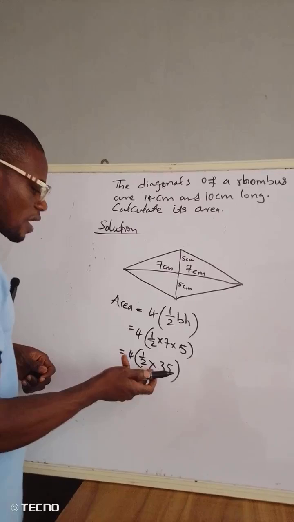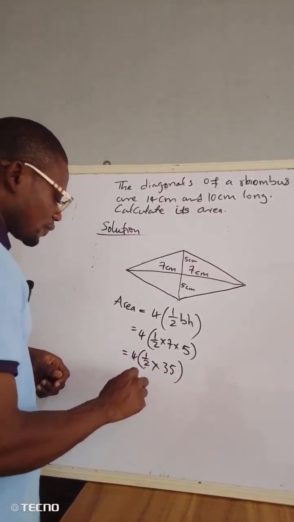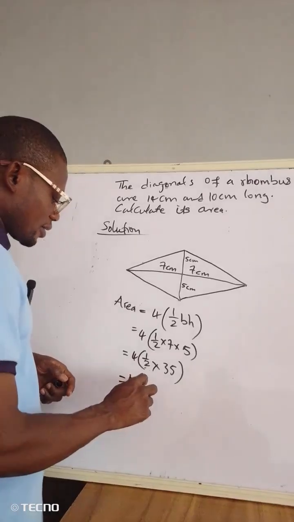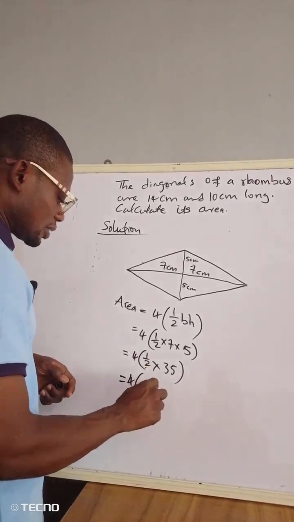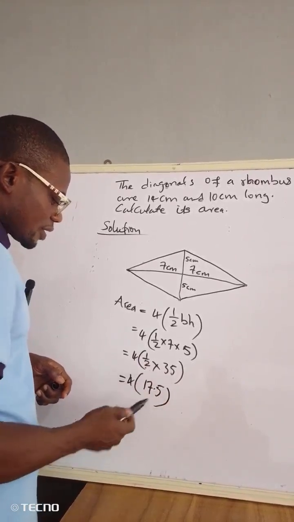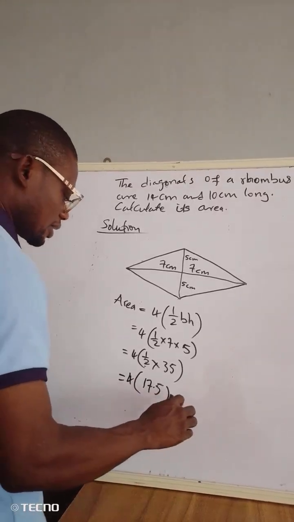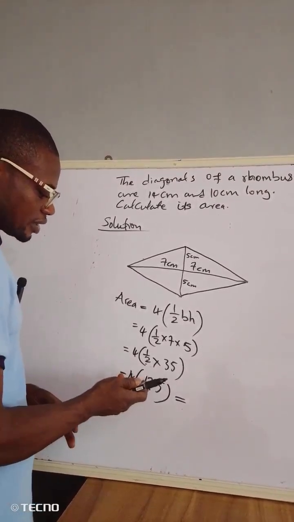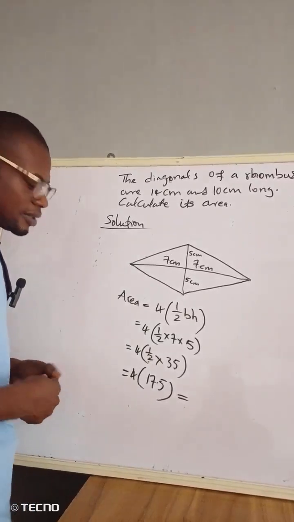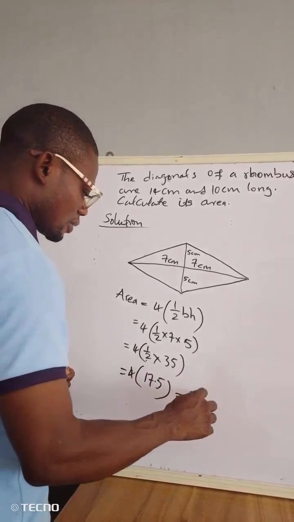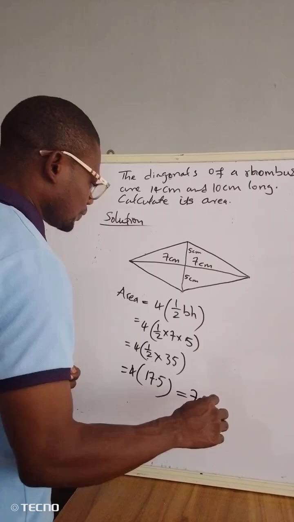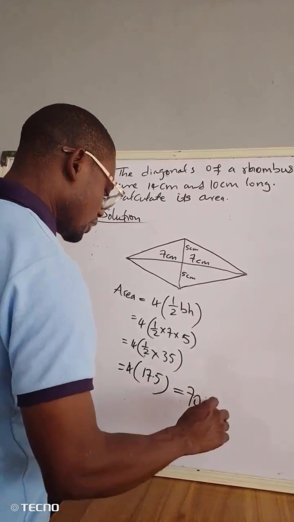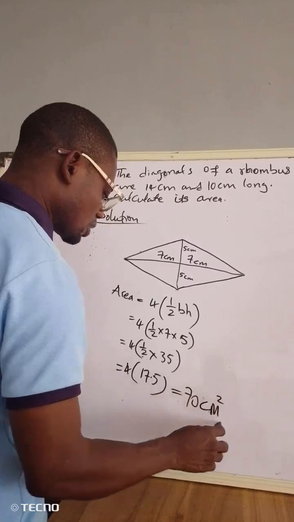Half of 35 will give you 17.5. Then 17.5 is the area of one triangle, and it is 17.5 in 4 places. 4 places will give you 70, and since it is area, that will be 70 centimeter square.